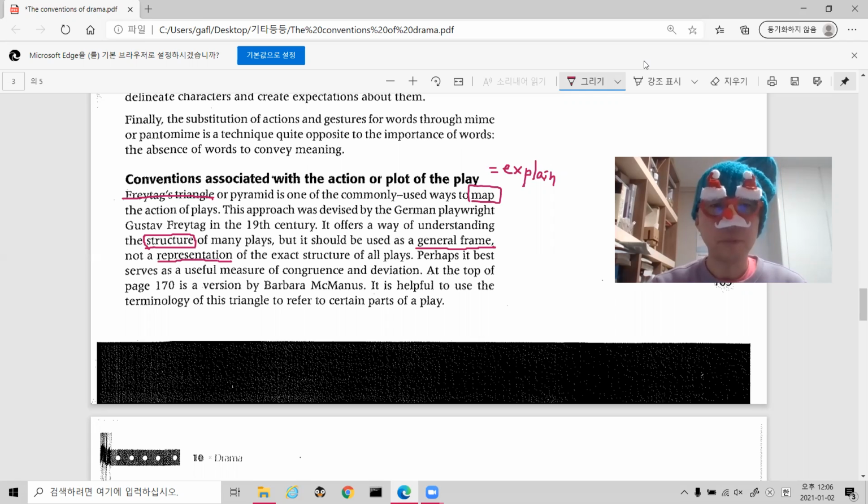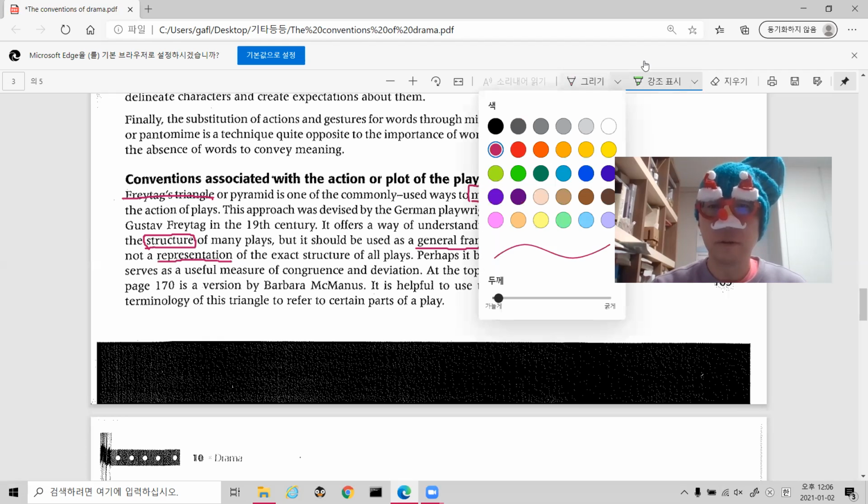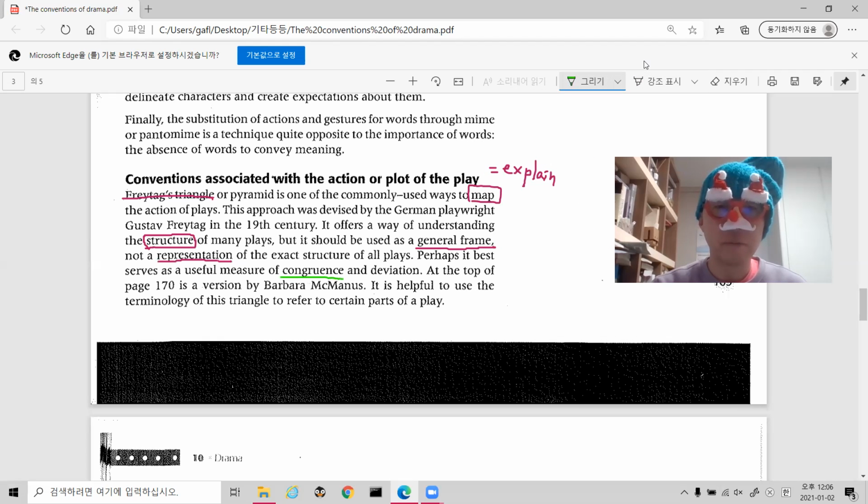And perhaps it best serves as a useful measure of congruence and deviation. So congruence here means you combine together.